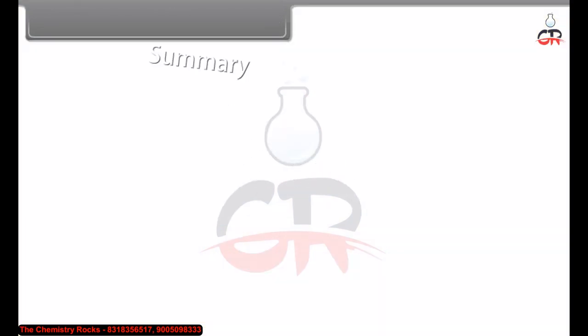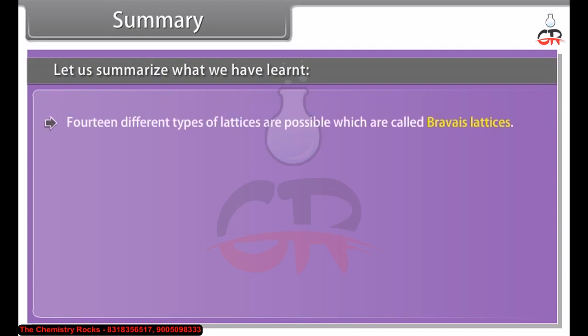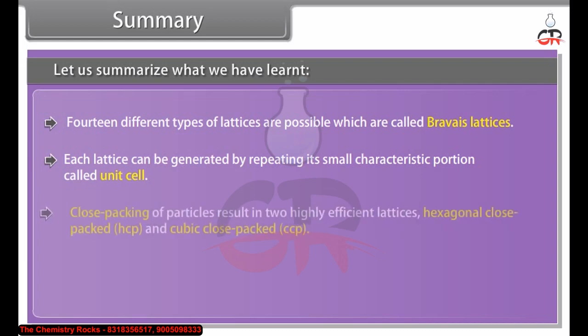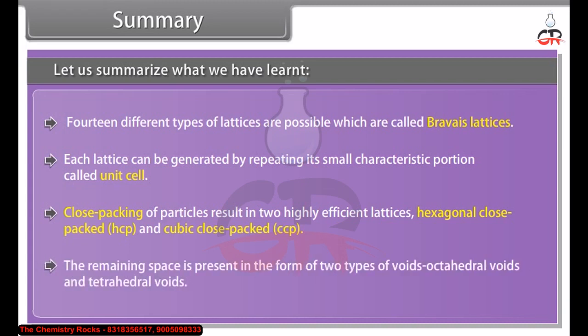Summary. Let us summarize what we have learnt. 14 different types of lattices are possible, which are called Bravais lattices. Each lattice can be generated by repeating its small characteristic portion called unit cell. Close packing of particles results in two highly efficient lattices, hexagonal close-packed HCP, and cubic close-packed CCP. The remaining space is present in the form of two types of voids, octahedral voids and tetrahedral voids.